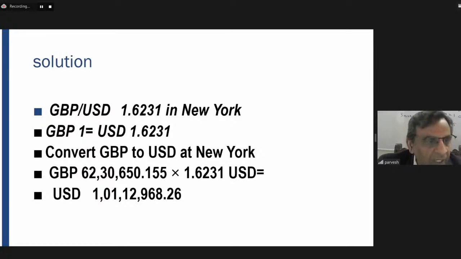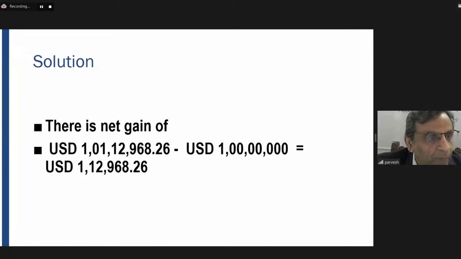So how much money has he gained? He has gained 1 lakh $12,968. This is the amount of money he has made by the arbitrage. This is the money he has made.